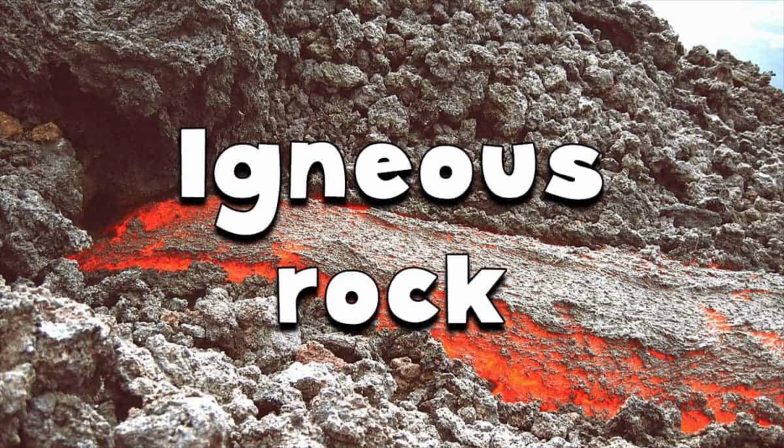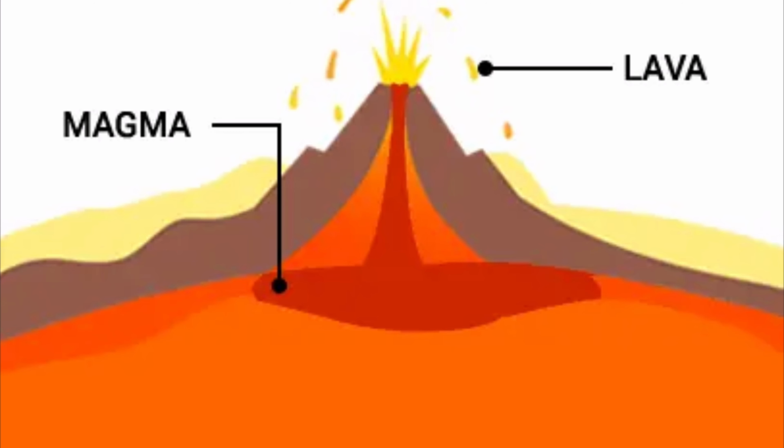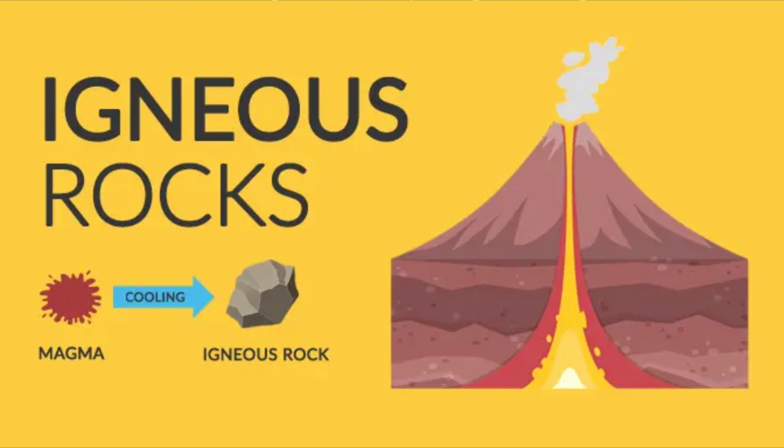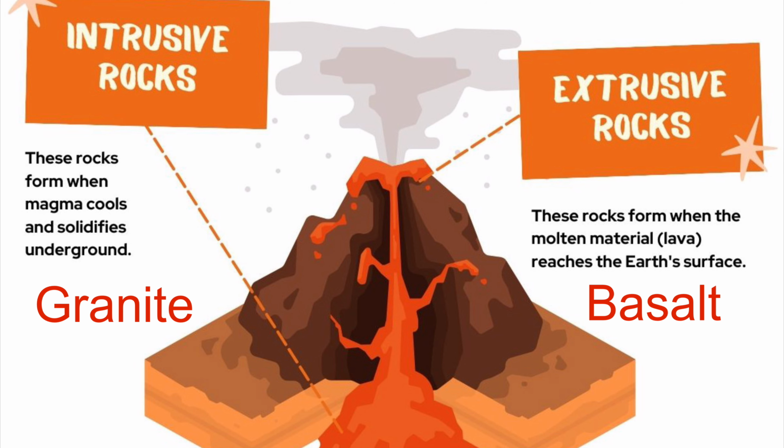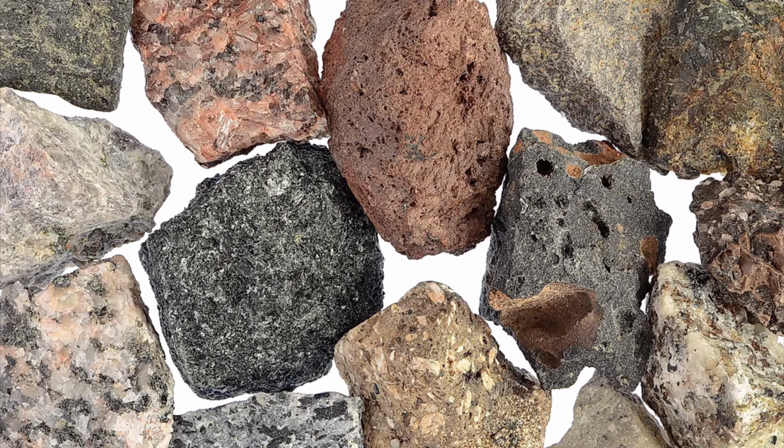Igneous rocks. Let's talk about igneous rocks. These rocks form when molten rock, called magma or lava, cools down and solidifies. If it cools inside the earth, it's called magma and forms rocks like granite. If it cools on the surface, it's called lava and forms rocks like basalt. Igneous rocks are like the building blocks of the rock cycle.